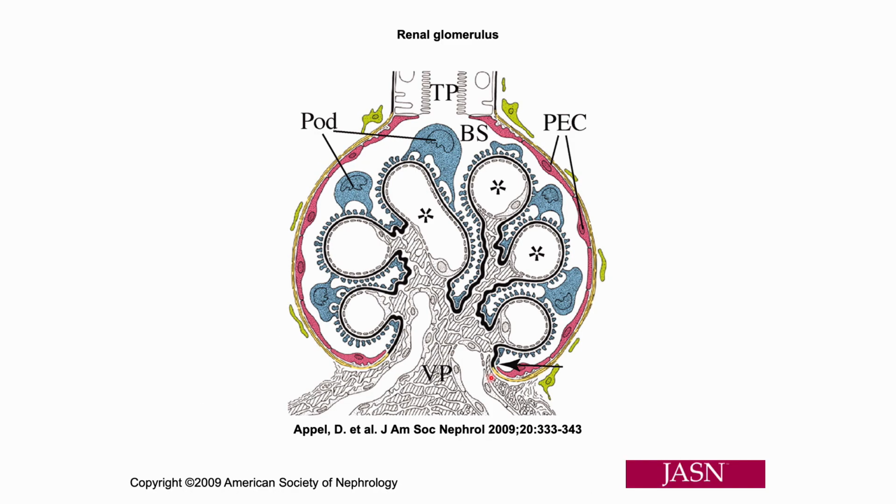This is another schematic. I want to emphasize the same point. This is the capillary loops. On the inside, like we said, we have what? The endothelial cell, and then in black, glomerular basement membrane. On the outside, we have the podocytes. These are part of the podocytes, the little legs, if you will.